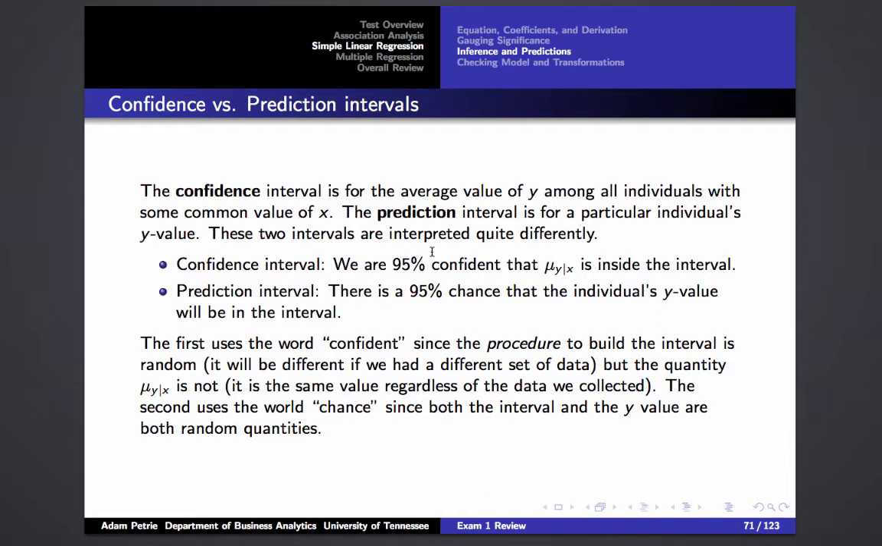So we differentiate between those two predictions by calling the two intervals, well, range of plausible values, slightly differently. So the confidence interval is always for the average value of y at a particular value of x. The prediction interval is for a particular individual's value of y. So the interpretations are a little bit different. You just want to make sure to be able to identify which interval, the confidence or the prediction interval, you need to be using based on the context of the problem. If you're predicting an average, confidence interval. Predicting an individual, prediction interval.